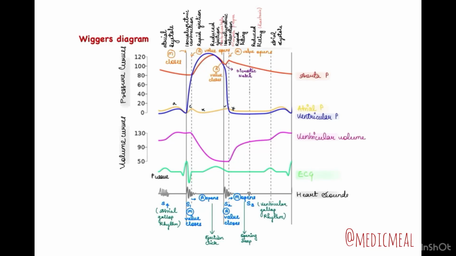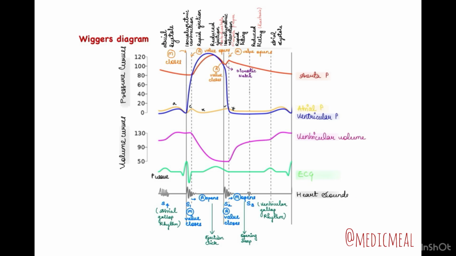Let's learn about cardiac cycle and Wiggers diagram. Wiggers diagram has three pressure curves: aortic, left ventricular pressure, and left atrial pressure, corresponding to the jugular venous pressure curve. One ventricular volume curve, ECG, and heart sounds.